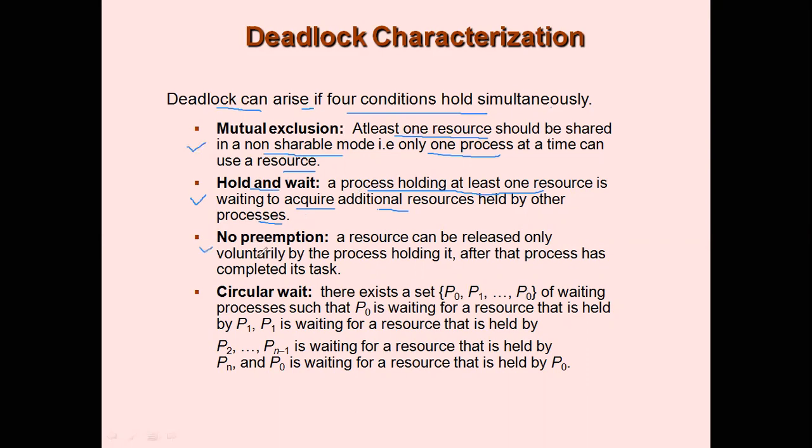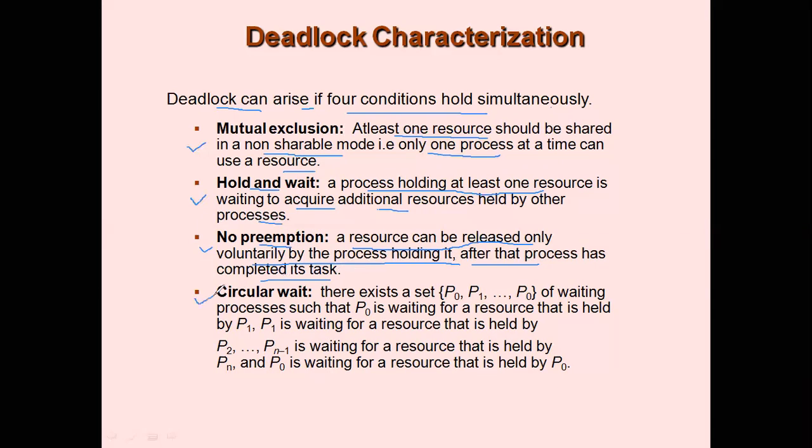Coming to the third condition, non-preemption. Non-preemption means that if a process is holding a resource, then you cannot forcibly remove or deallocate that resource from that process. A resource can be released only voluntarily by the process holding it. That is, you cannot force the process to release it, or preempt the process to release it. The process has to release the resources voluntarily, after the process has completed its task. So no forcing, only voluntarily can the process release its resources.